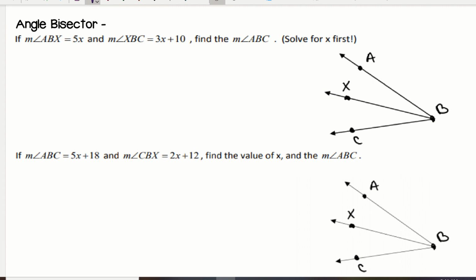So whenever it was a segment bisector, it cut a line segment exactly in half. Okay, so if it's an angle bisector, what's it going to cut exactly in half? Cuts an angle exactly in half, or into two equal pieces or something like that.